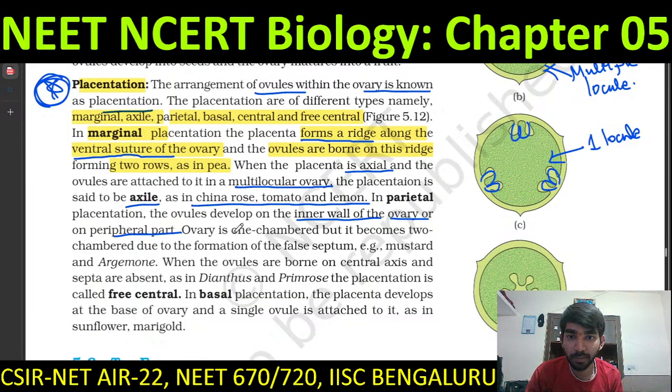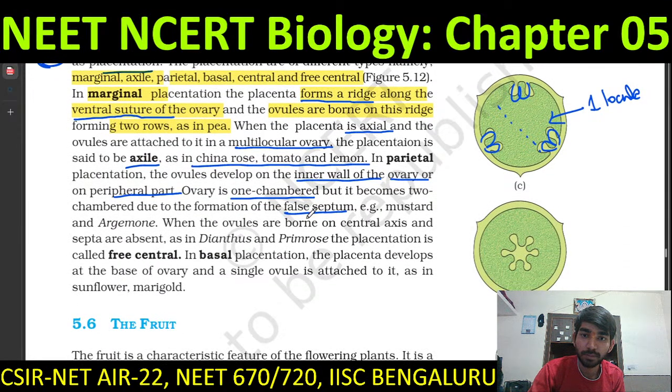The ovary is one chambered. See here it is written one chambered, but it becomes two chambered due to the formation of false septa. There can be a false septum, a false divide, which can divide it something like this. Truly it is a one chambered ovary itself, but because of the false septum, it appears to be two chambered. Here the examples are mustard and argemone.